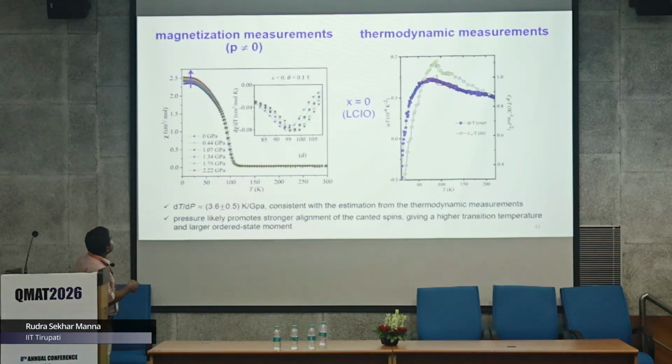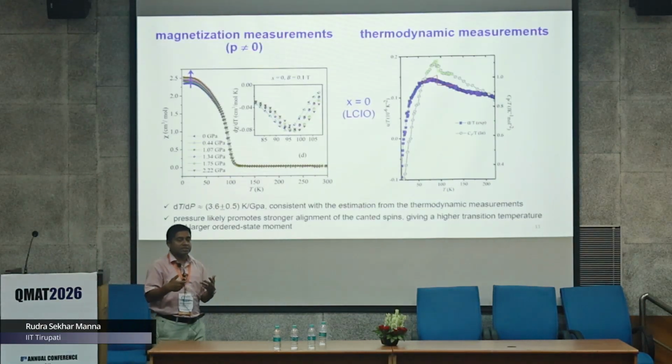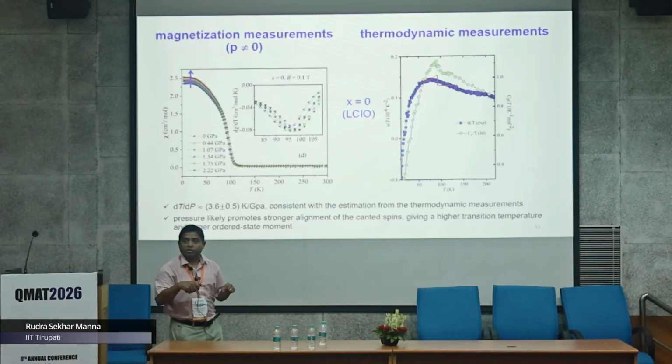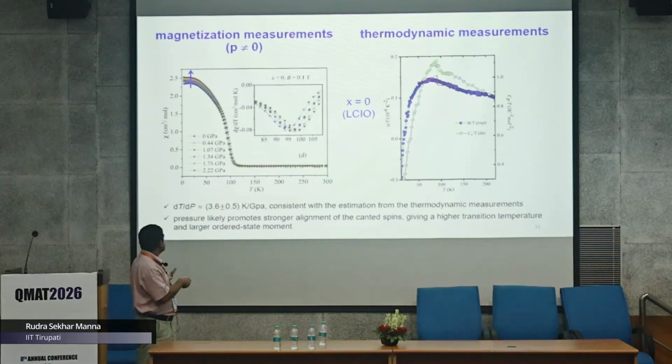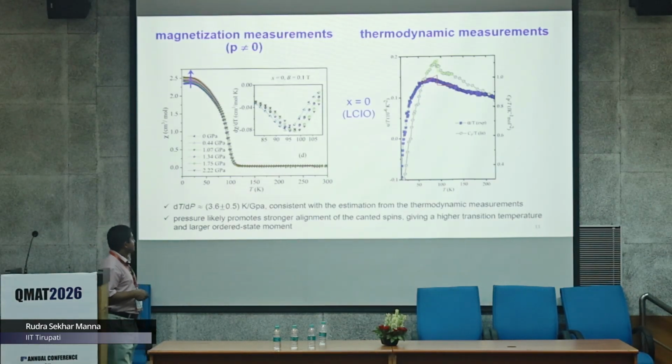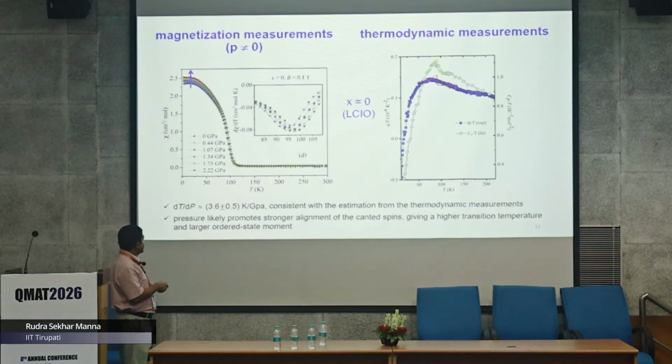Also, we try to understand that there is a little bit of increase in the Tc as you increase the pressure. Increasing the pressure means, again, you increase the interactions or the exchange path of the materials. So what we found is around 4 Kelvin per GPa. That means if you have 2 GPa, then you expect maybe 7 or 8 Kelvin.